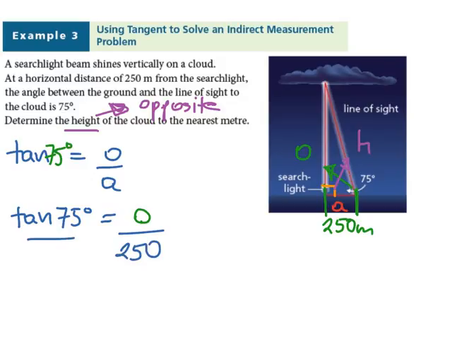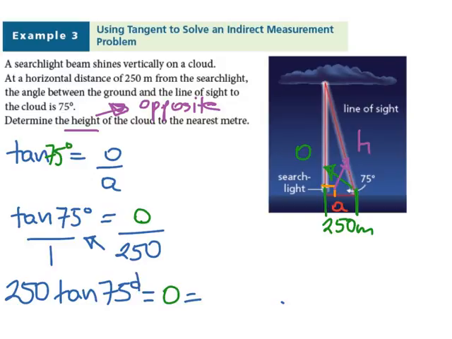So let's solve this by cross multiplication. We're going to cross multiply. That means we're going to move the tan 75 from one side of the equation to the other, but now we could put it on top. And that is equal to the opposite side, which is our height. You plug this in your calculator, make sure you have brackets around 75, and using degree mode, we'll get the answer of 933 meters. That is the height of the cloud.